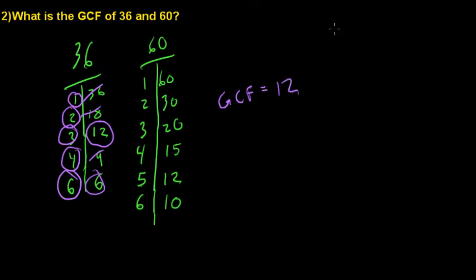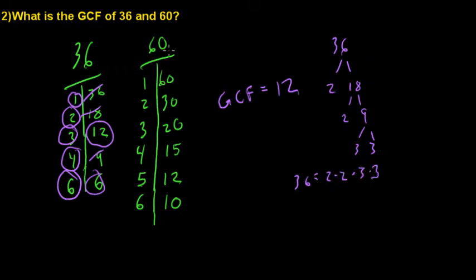Okay, now, another way to do this real quick is you can do the prime factors. So 2 and 18, 2 and 9, 3 and 3. So 36's prime factors are 2 times 2 times 3 times 3. And the prime factors of 60, 2 and 30, 2 and 15, 3 and 5. So 60 equals 2 times 2 times 3 times 5.